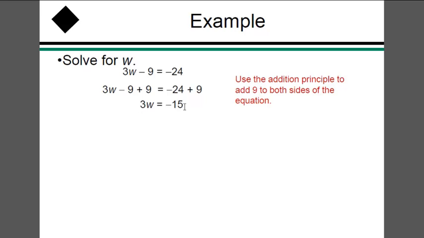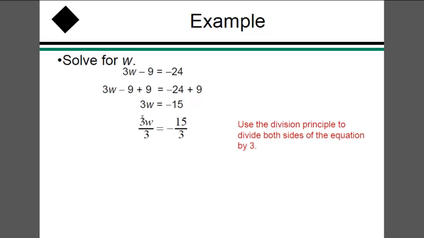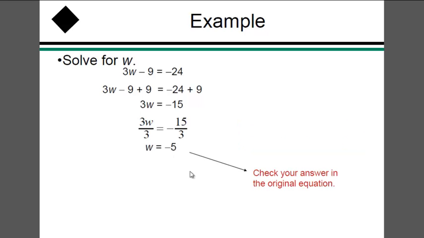Since I have 3w equal to negative 15, that says 3 times w equals negative 15. What is the opposite of multiplication? It is division. I'm going to divide by the number that is attached to my variable, so I'm going to divide both sides by 3. When I do that, the 3's cancel out, and I get negative 15 divided by 3. So w will actually equal negative 5.